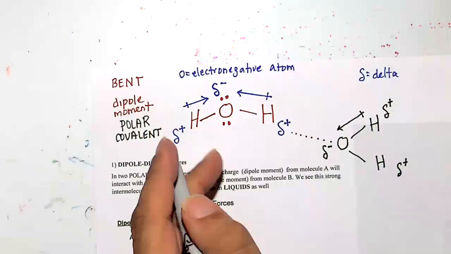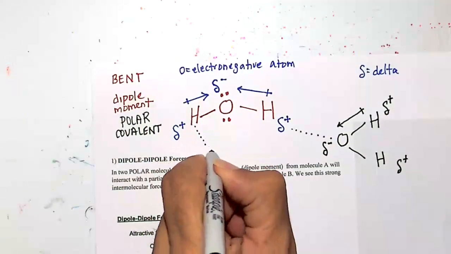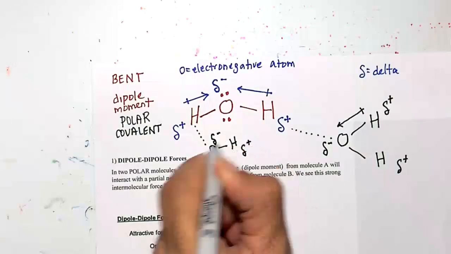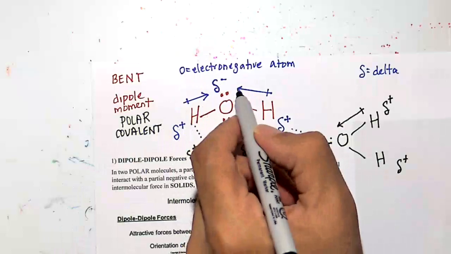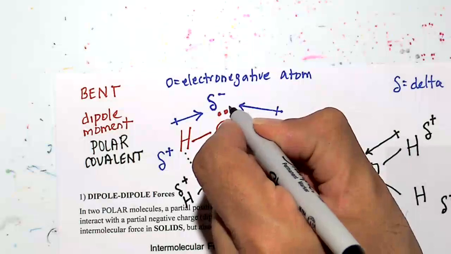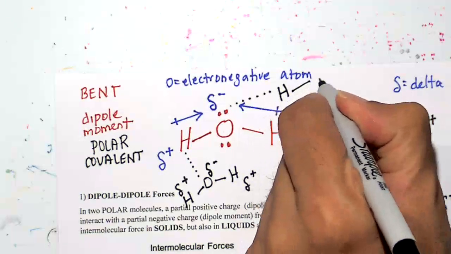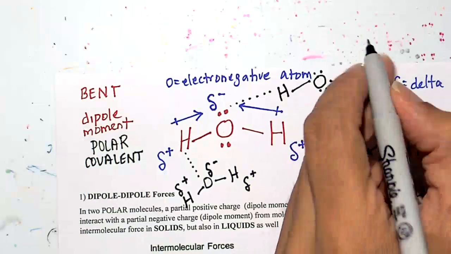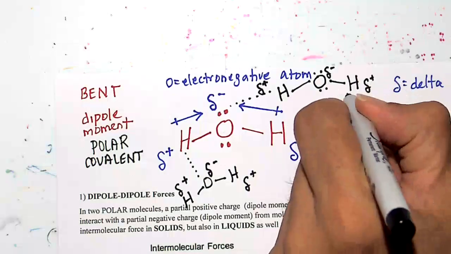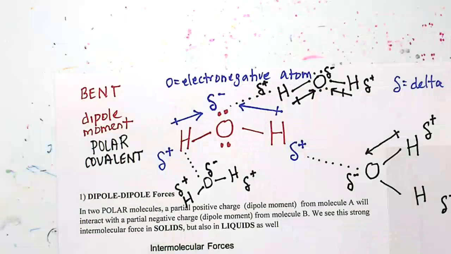How about this partial positive? Same thing, right? I'm going to try to draw this right, but I'm running out of space. What do you think this partial negative can interact with? It can interact with any type of positive, but I'm going to have it interact with a partial positive of another water molecule. And this can go on and on forever, all across the three-dimensional space of the water molecule.